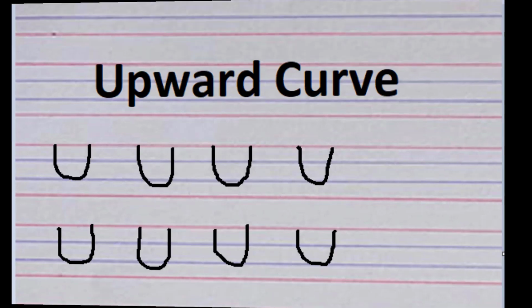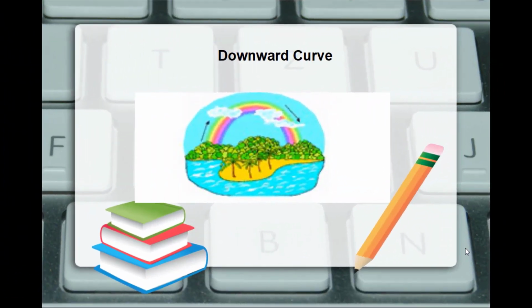Now we are going to learn downward curve. Yes, there is some picture, right? What is there in this picture? There are some plants, trees, rainbow, clouds, surrounded by water. Am I right? Can you see a rainbow? What is the shape of the rainbow? It's nothing but a downward curve.